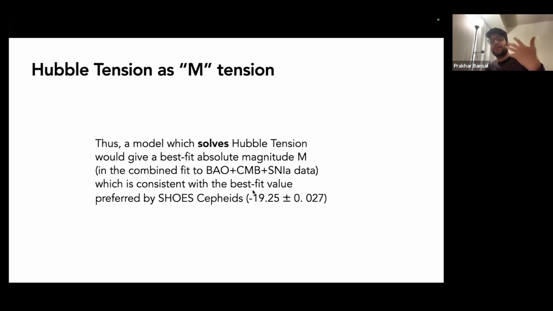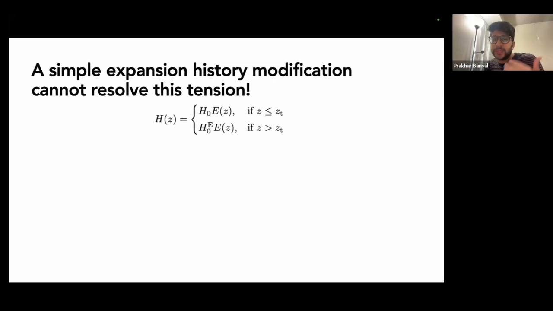And again, to give it away, it's not a trivial thing to do. So yeah, we tried some toy solutions and I'll slowly present them to you. The first thing I want to tell what doesn't work, which is part of the title of the paper, the issues with the late time solutions of the Hubble tension, is that a simple expansion history modification cannot work for this.